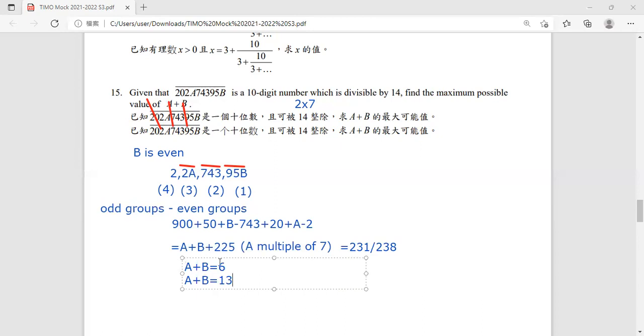But you know that B is even. It will be among 6, 7, 8, 13, then we will be okay. So the answer is 13. Any question on this one?